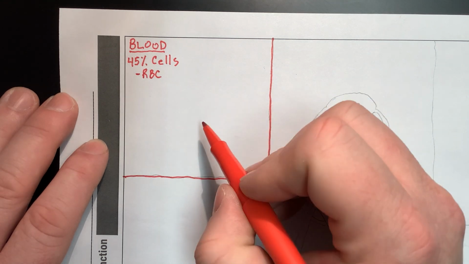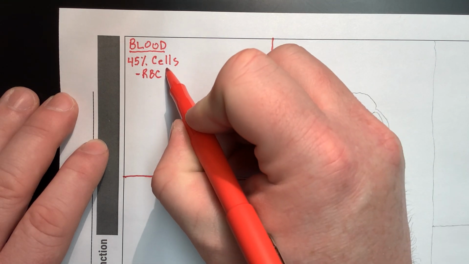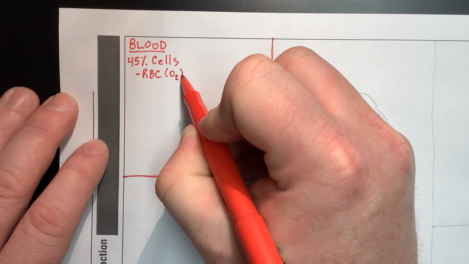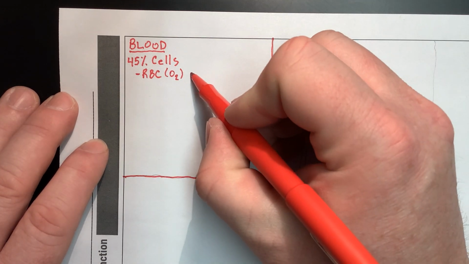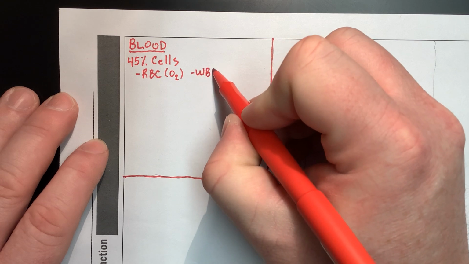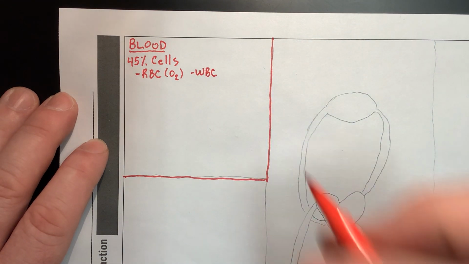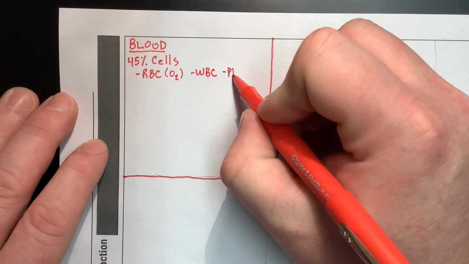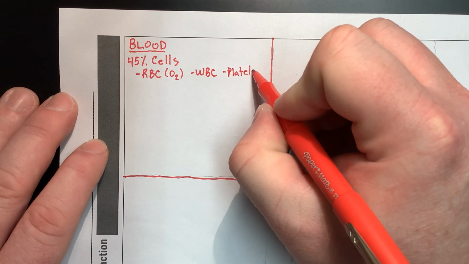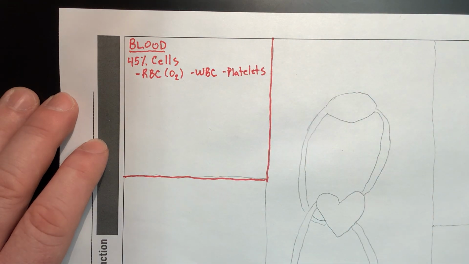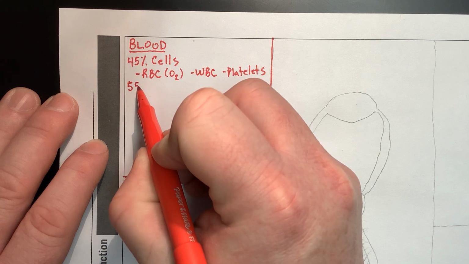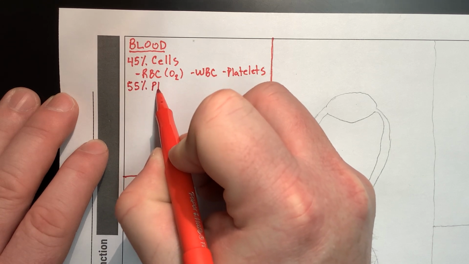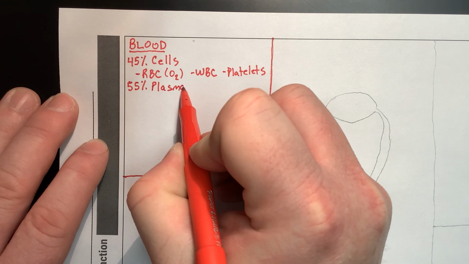And red blood cells are really well known for their job in transporting oxygen, but they also help in transporting carbon dioxide as well. Then, of course, there are white blood cells, or WBCs, and there are platelets as well. Now, technically, platelets aren't cells. They're called formed elements of blood, but we're going to put them in the cellular component here. The other part of blood is called the plasma. So the other 55% of blood is the plasma.